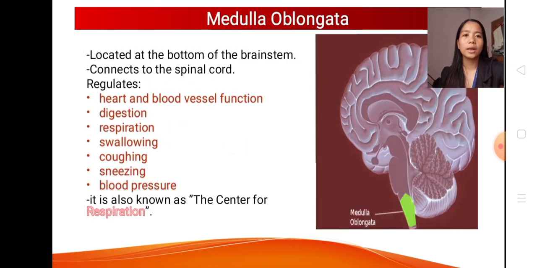Medulla oblongata, located at the bottom of the brainstem, connects to the spinal cord, and regulates the heart and blood vessel function, digestion, respiration, swallowing, coughing, sneezing, and blood pressure. Medulla oblongata is also known as the center for respiration.